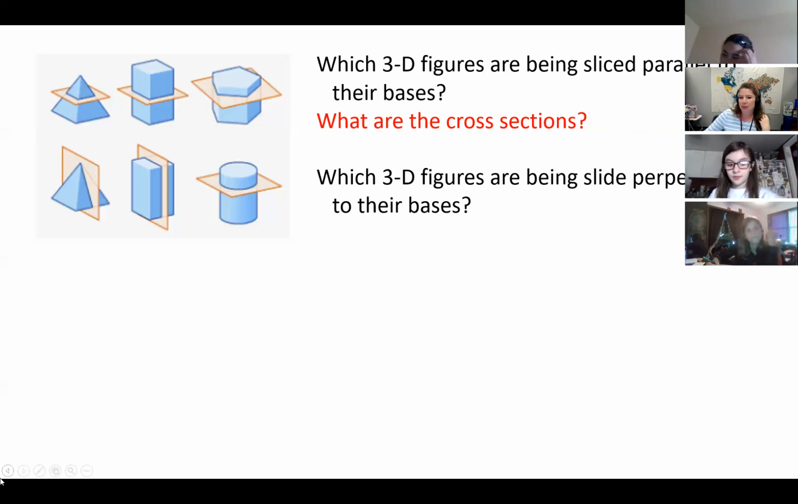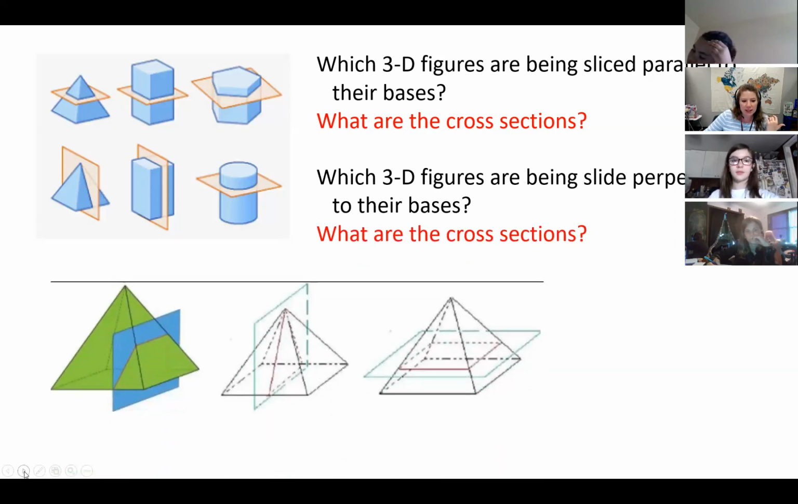Out of 6, how many are being cut perpendicular to their bases? It's those 2, correct? It's these 2. Good. All right, and then we talked about the cross sections. Oh, and that's what I was trying to get you to imagine.